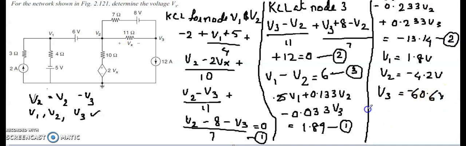Here the question is to find Vx. Vx is equal to V2 minus V3, that is equal to 56.4 volt. This is the answer. So, hope you understood. If you have any doubts, you can ask me.